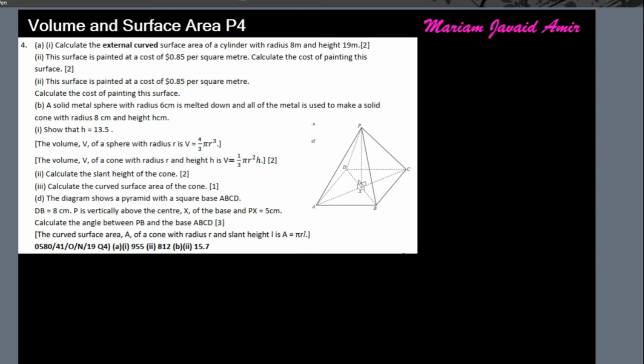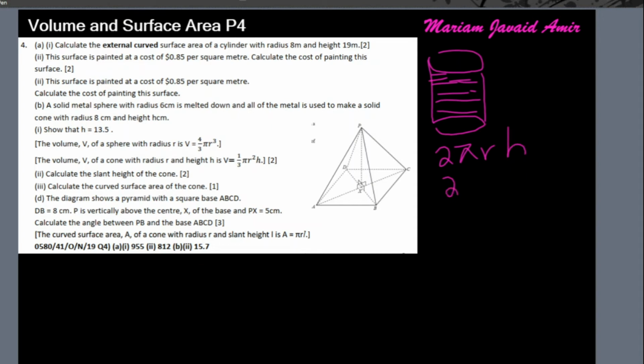Question number 4. Part A1. Calculate the external curved surface area of a cylinder with radius 8 and height 19. External curved surface area means just the surface area of the circular region of a cylinder, this one. So the formula for that is 2 pi r h, and the radius is 8 and the height is 19.